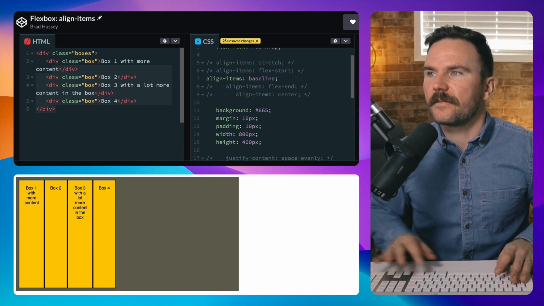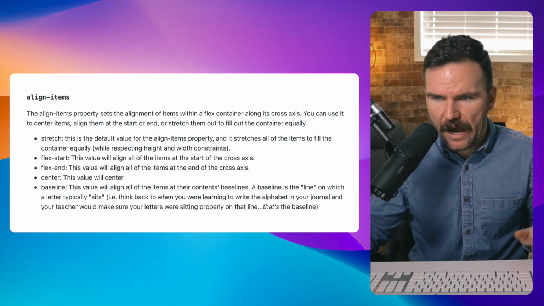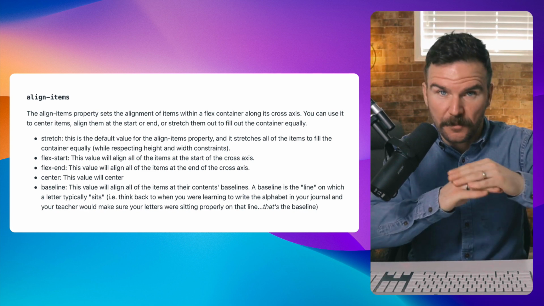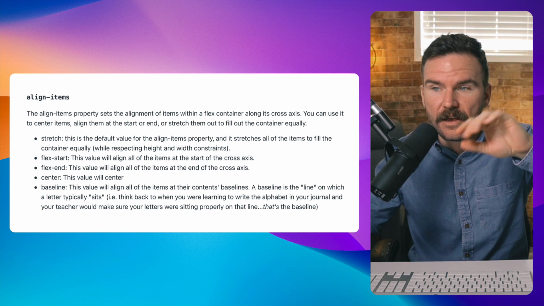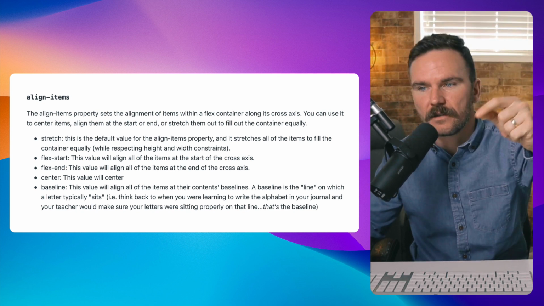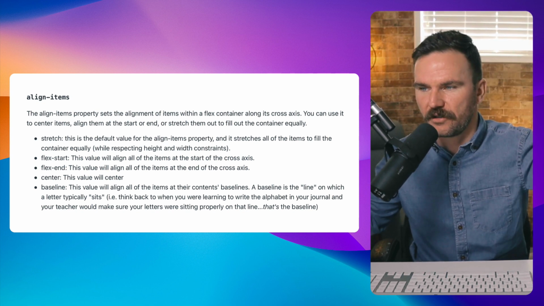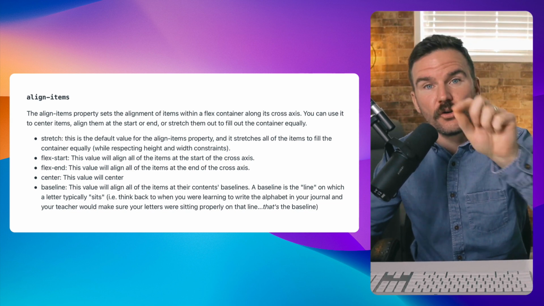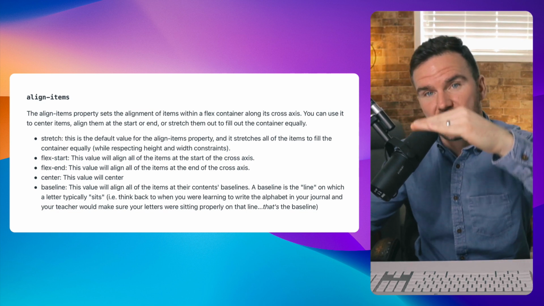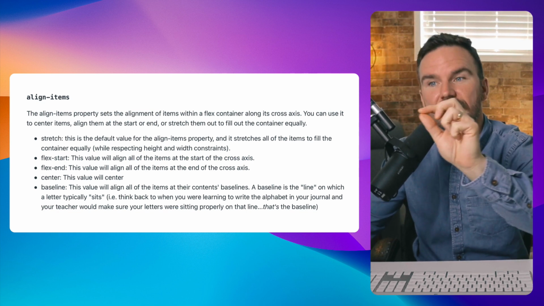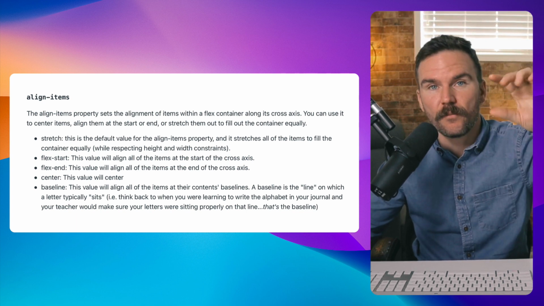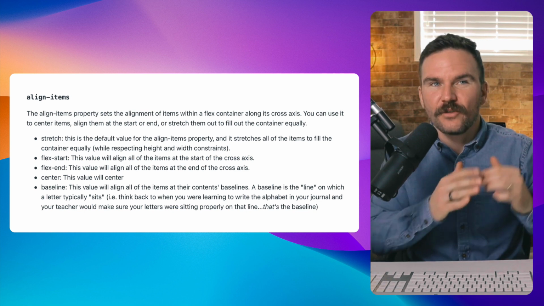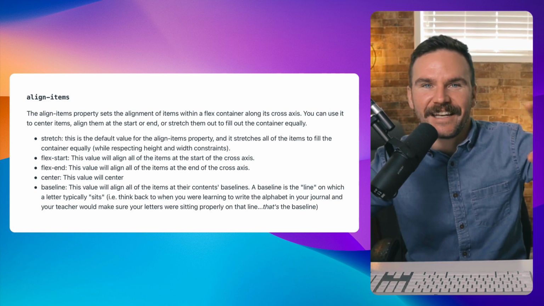What if we wanted to do align-items baseline? So the baseline value for the align-items property is going to align all the items at the content's baselines. Now, baseline is the line on which a letter will typically sit. Think back to kindergarten class when you were learning to write the alphabet in your lined journals. If you were to write a lowercase g, you'd start writing the g and it would sit on that line, and then the descender would descend below that baseline. But that baseline is what most of the letters sit on. So for align-items baseline, you're trying to align your boxes in that format.